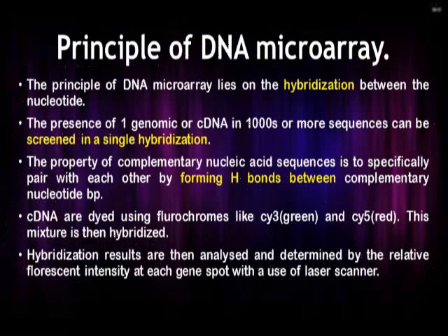Now, what is the principle of DNA microarray? The core principle of DNA microarray is hybridization between nucleotides. The presence of one genomic or cDNA in thousands or more sequences can be screened in a single hybridization. The property of complementary nucleic acid sequences is to specifically pair with each other by forming H bonds between complementary base pairs. The overall method is where the DNA is converted to cDNA and then dyed using fluorochromes like Cy3 and Cy5, and then hybridization is performed.